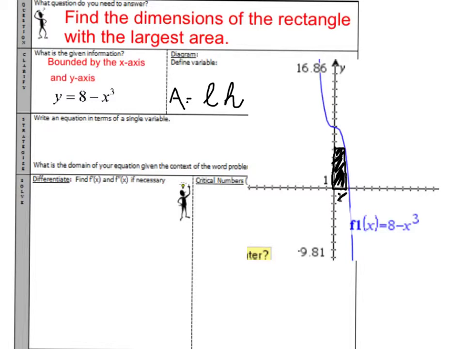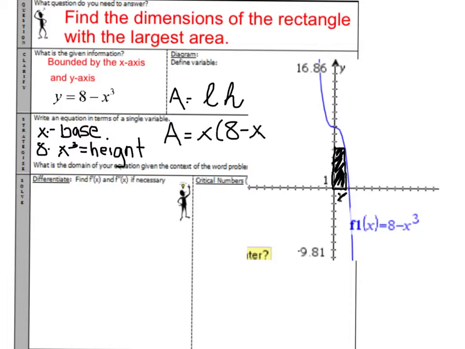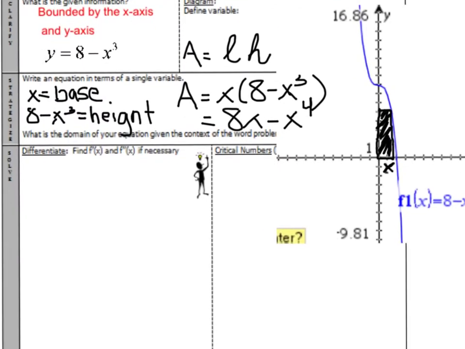Okay, so if I were to define my variables, then x is going to be, we'll call it the base of the rectangle. And then the height of the rectangle will be 8 minus x cubed. So to find area, we multiply base times height. So the area then is x times (8 minus x cubed). So if we were to expand that, we get 8x minus x to the 4th. Okay, well, let's take the derivative and set it equal to 0, and then we can find our critical points.